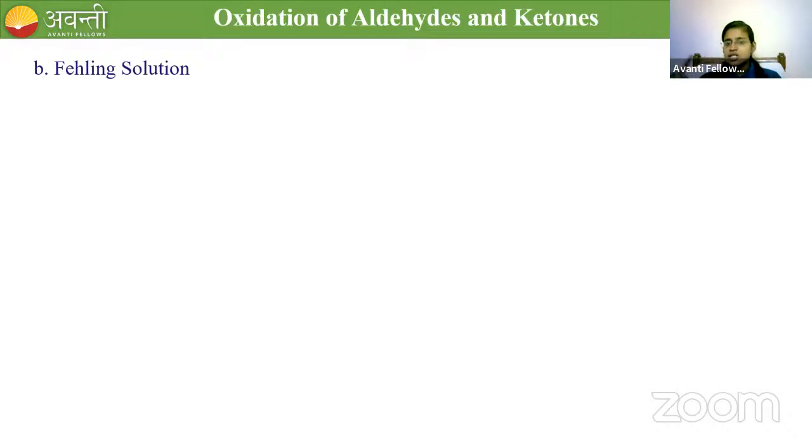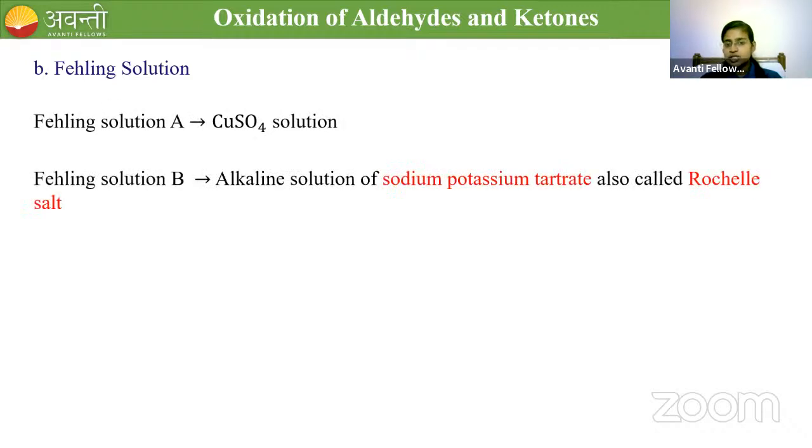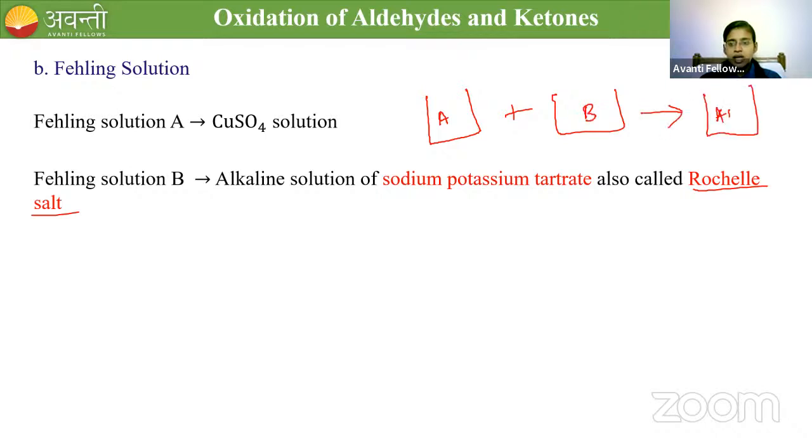One is Fehling solution A, which is copper sulfate solution, and the other one is Fehling solution B, which is the solution of sodium potassium tartrate, also called Rochelle salt. So we have Fehling solution A and Fehling solution B, and if you mix A and B together, you will get the final Fehling solution.